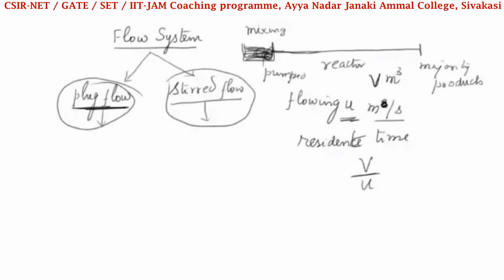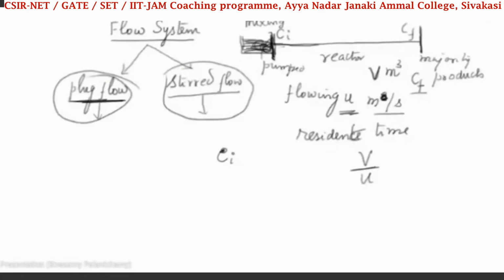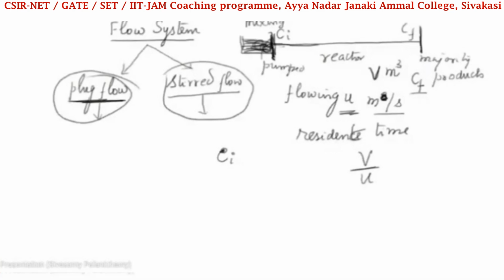And here there will be a detector at the entry point. At the entry of the mixture into the reaction chamber, there will be a detector to detect the initial concentration. Then it enters the reactor. There is another detector at the exit of the reactor, detecting the concentration of the reactants when the solution is going outside the reactor. At the entry point, let it be CI, and at the outlet it will be CF.